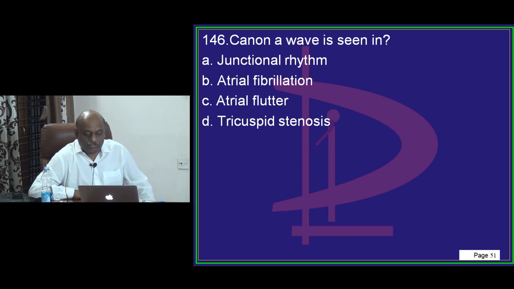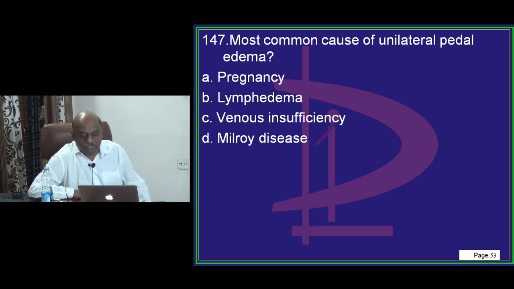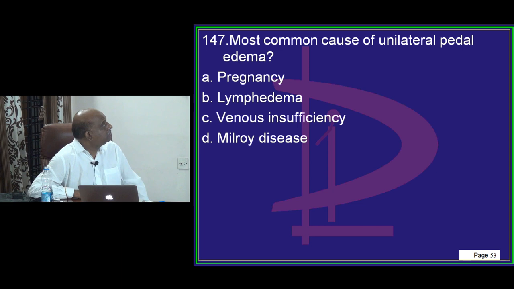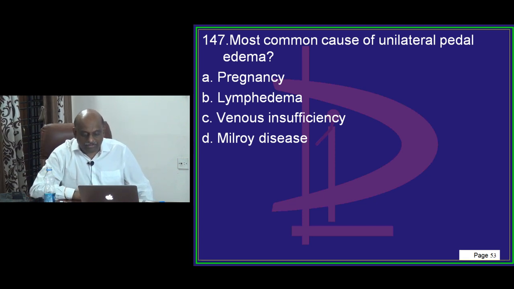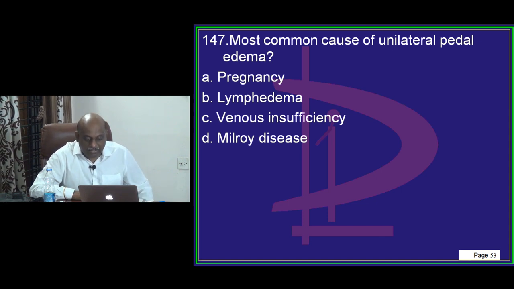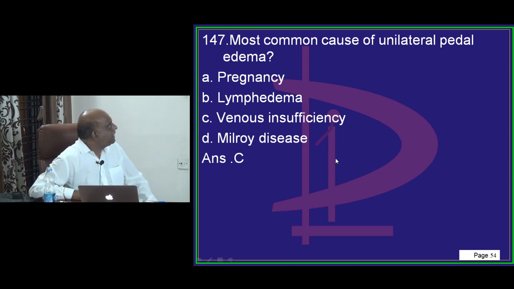146? Yes. So once more, JVP is one topic, doctor. You should all read. Very good. Junctional rhythm. Unilateral pedal edema. Most common cause is what? 147? Yes. So, unilateral pedal edema. Ravi thinks Milroy. Ali Akhtar thinks lymphedema. Sudha thinks pregnancy. Shabaz thinks lymphedema. Venous insufficiency, doctor, that leads to development of the edema, as Prakash Rajaram rightly says.